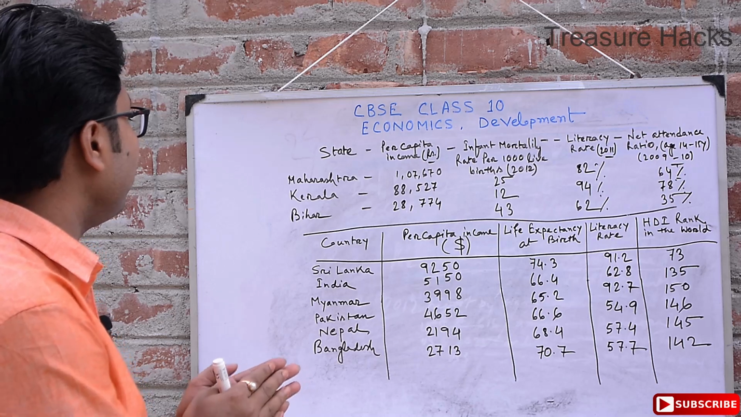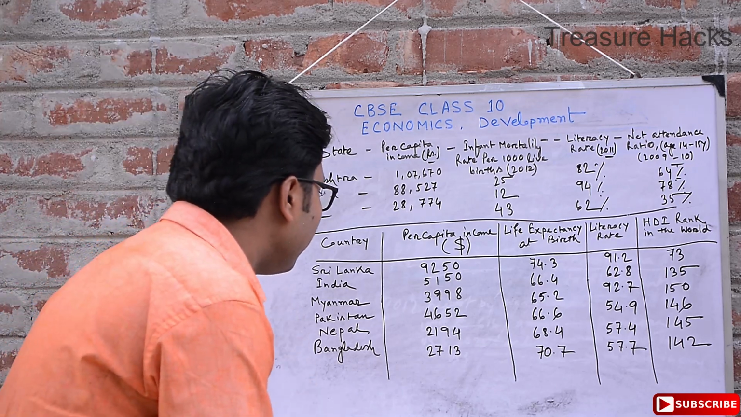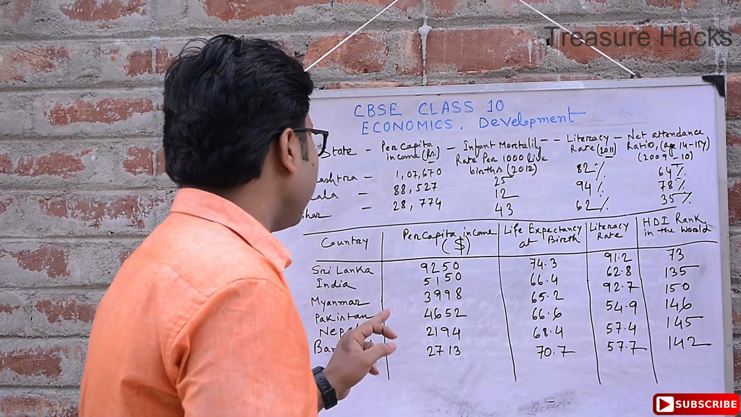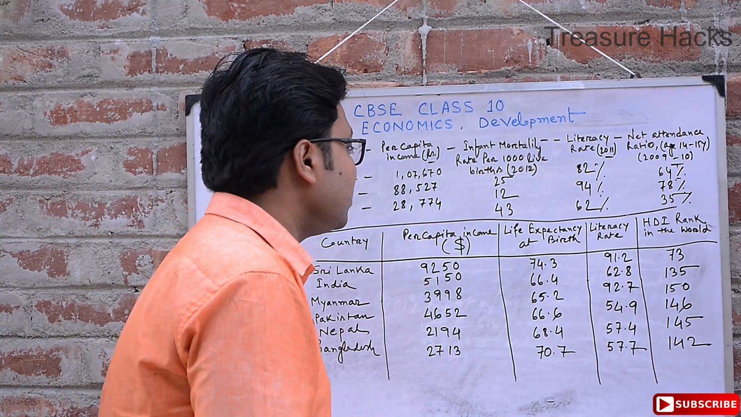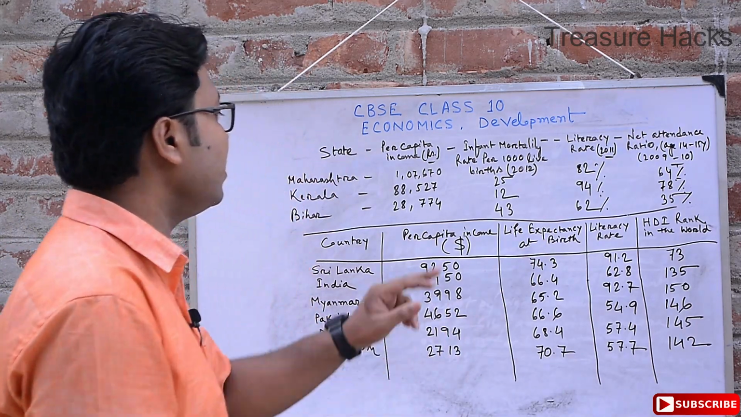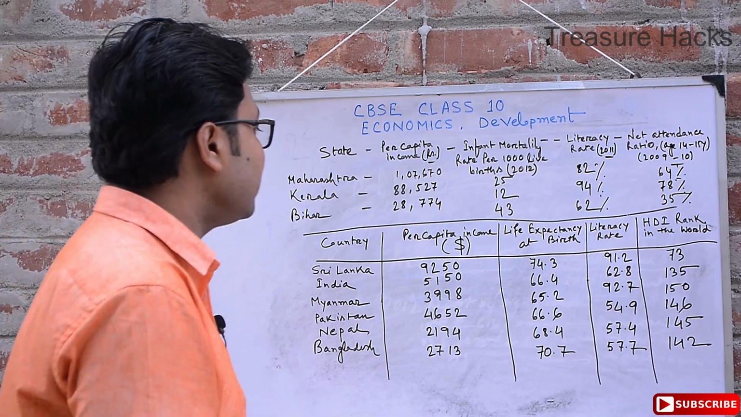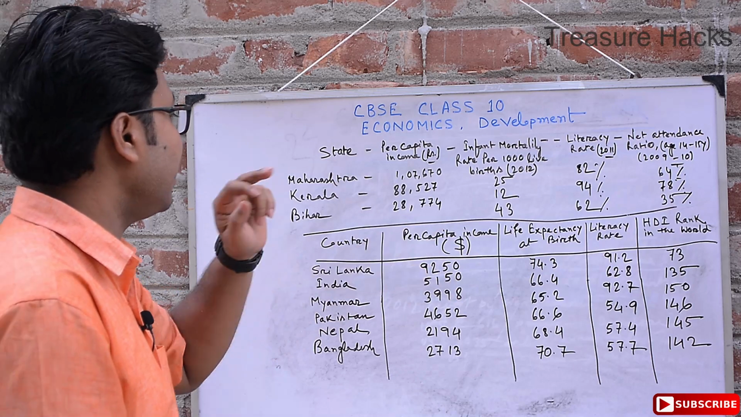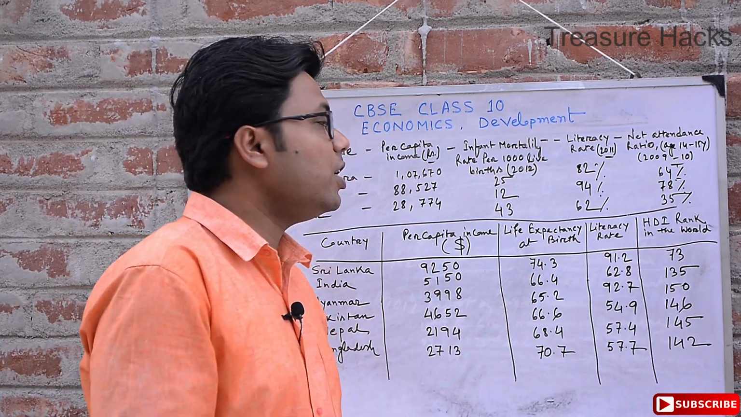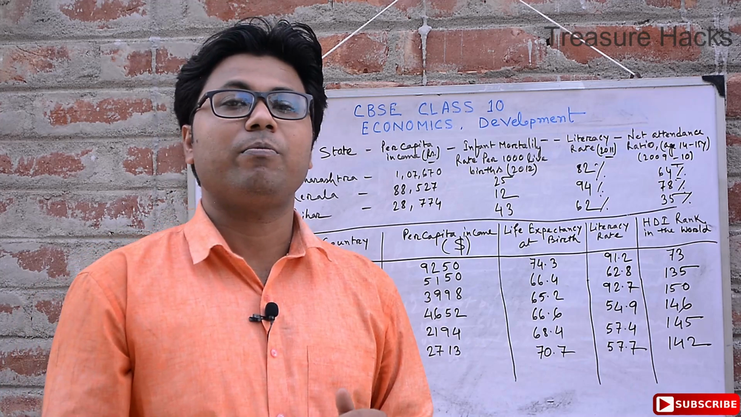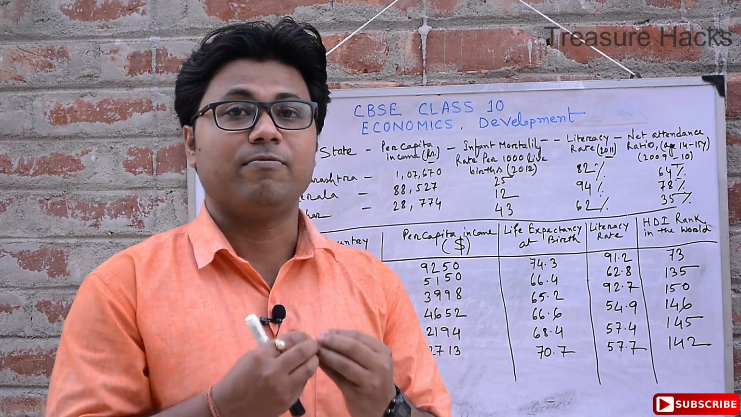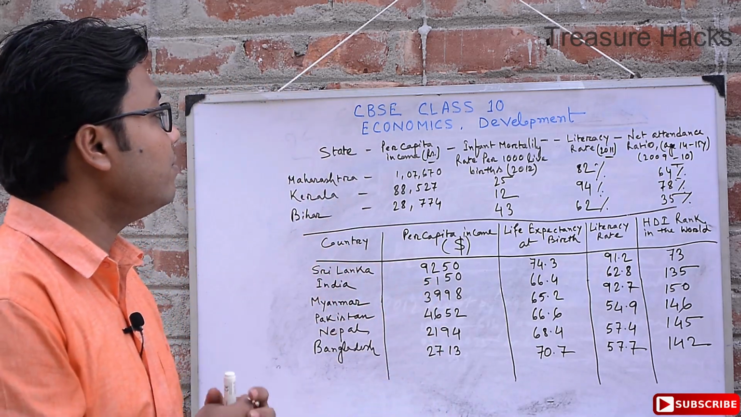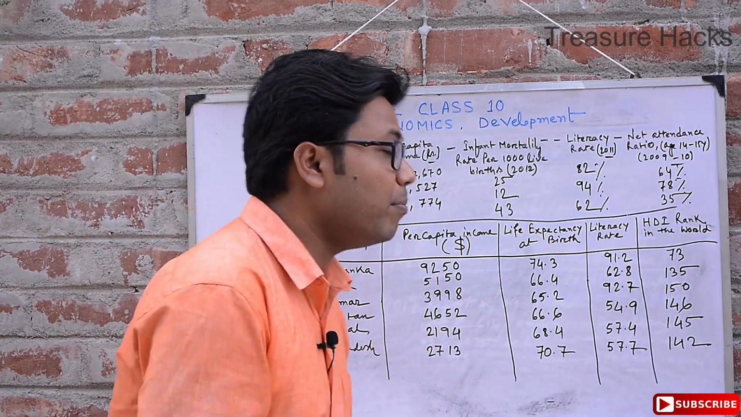India's per capita income is $5,150. Life expectancy of Sri Lanka is 74, whereas for India it is 66. Literacy rate of Sri Lanka is 91.2%, whereas for India it is 62%, and Sri Lanka ranks higher than India in terms of HDI ranks, that means Human Development Index. So Sri Lanka is a very small country, much smaller than India, but in terms of Human Development Index it ranks way above India.